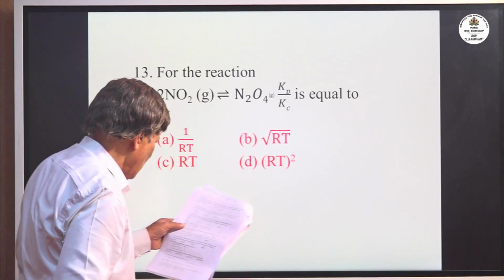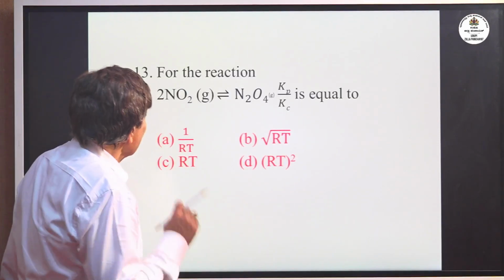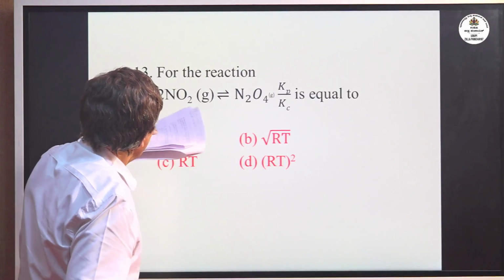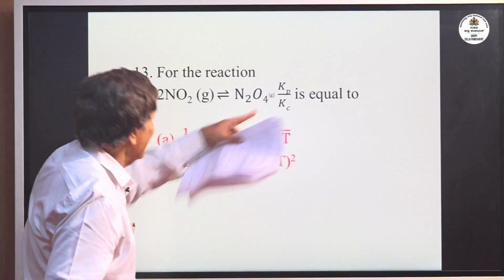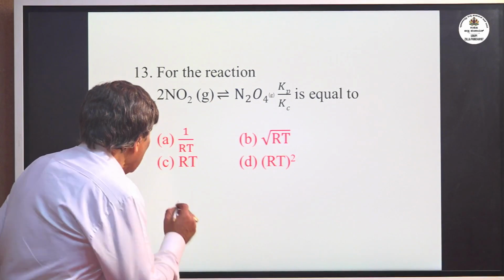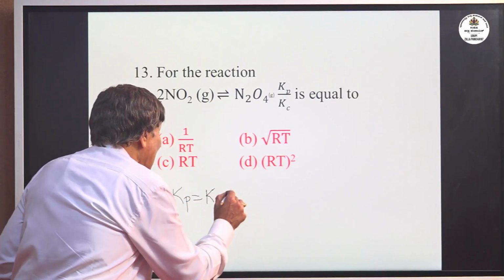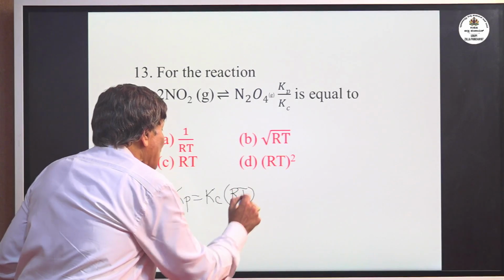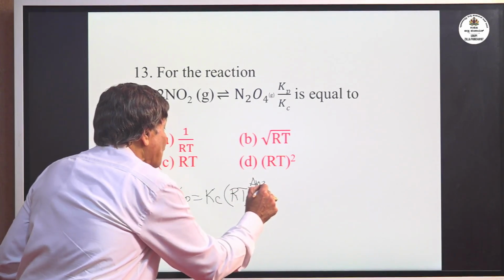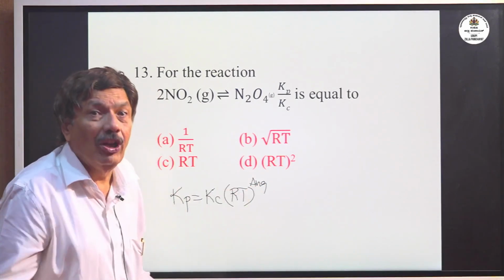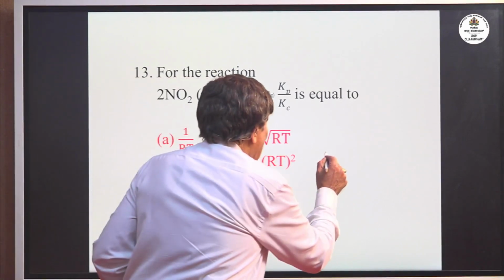Next question. Yes, this is very easy. For the reaction, Kp by Kc. The relationship between Kp and Kc is Kp is equal to Kc into RT to the power delta Ng. How will you calculate delta Ng?